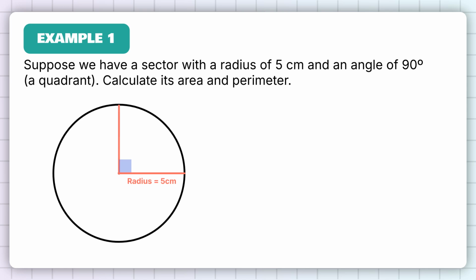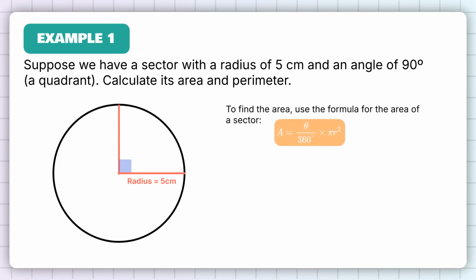To find the area, you can either use the formula for the area of a quadrant, or we can use the more general formula for the area of a sector. For this example, we will use the sector formula, but practice this question using the quadrant formula to show that you get the same answer with both.